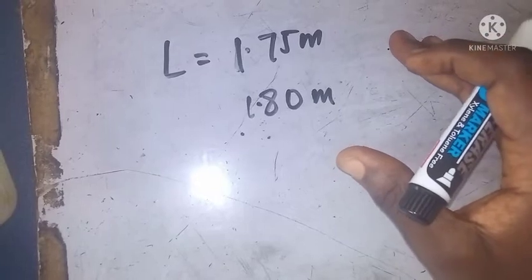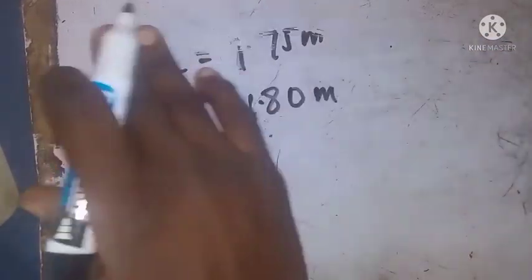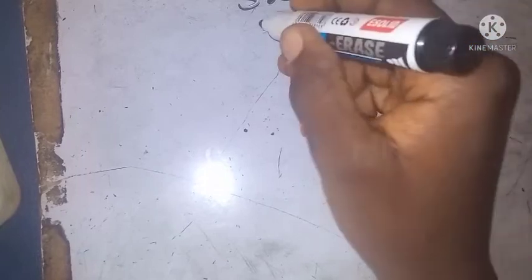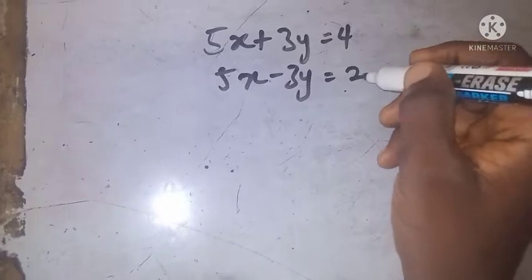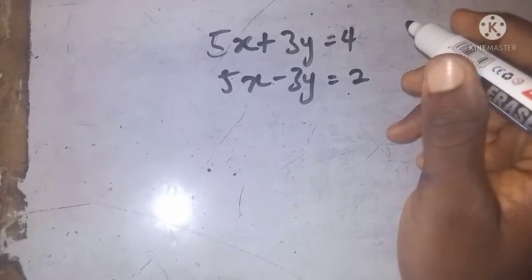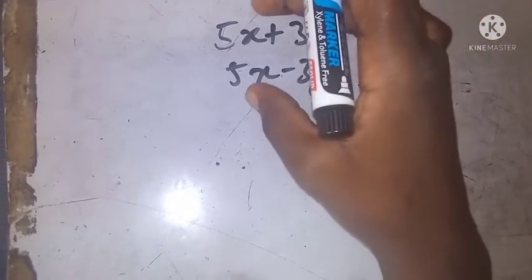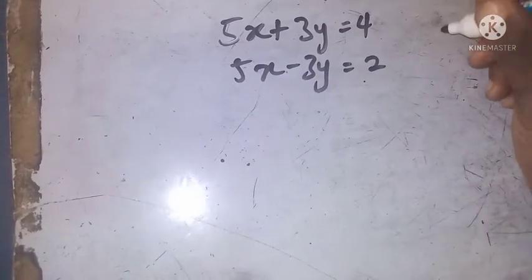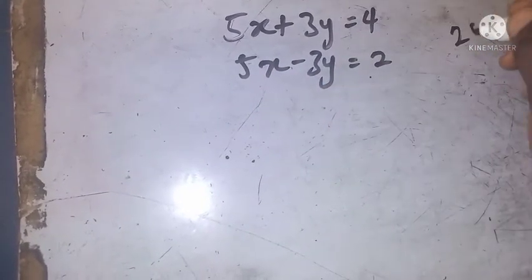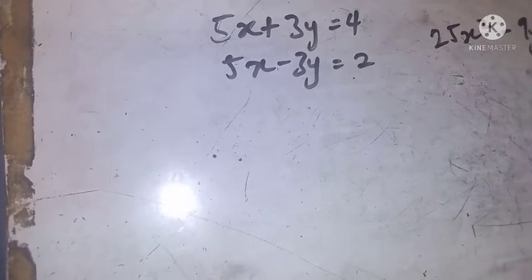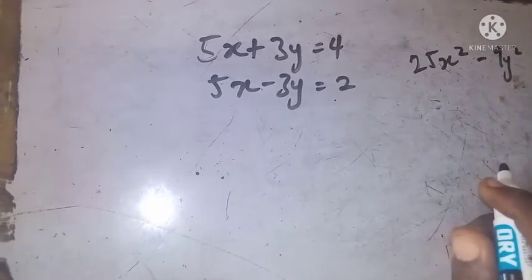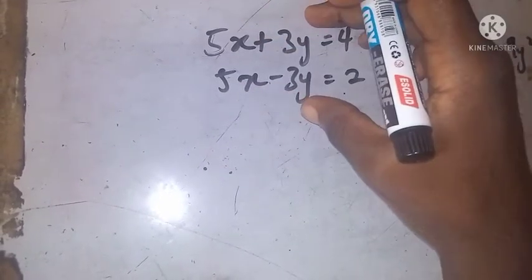Now let's move to the next question, which is number 13. They gave us an equation, 5x - 3y = 2. So if you look at these equations now, they expect us to get x and y. They now gave us that if we've gotten x and y, what is the value of 25x² - 9y². That's the question. So they expect us to find x and y.